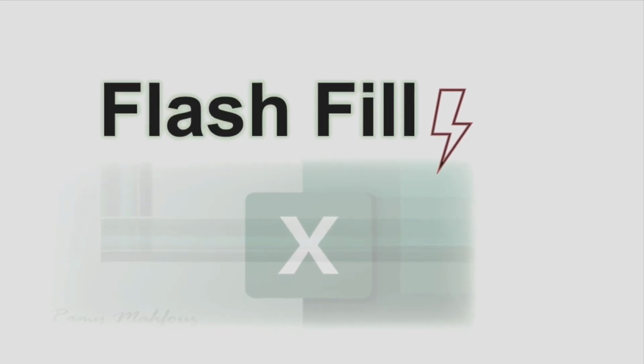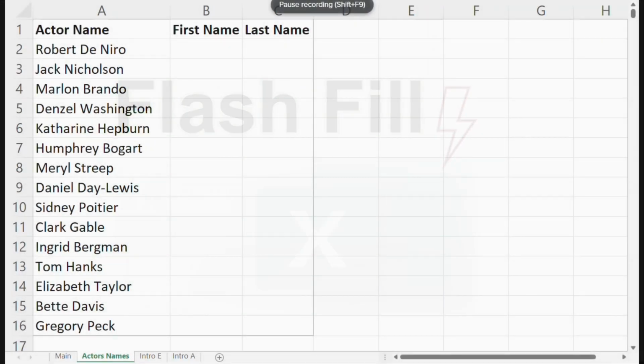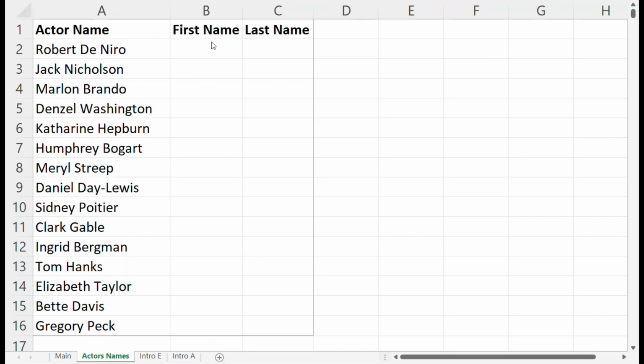Hi everyone, in today's video I'm going to show you how to use the Flash Fill option in Excel, which is one of the amazing features in Excel that can save a lot of time when you are doing any task. Let's say for example we have a list of names, customer names or actors, and we want to separate the first name and the last name in each column.